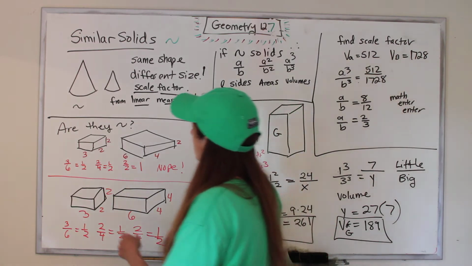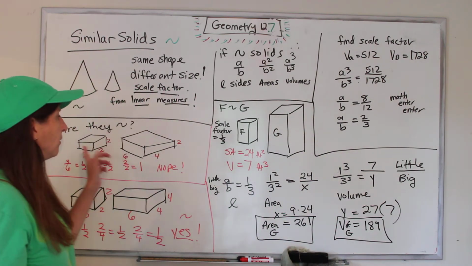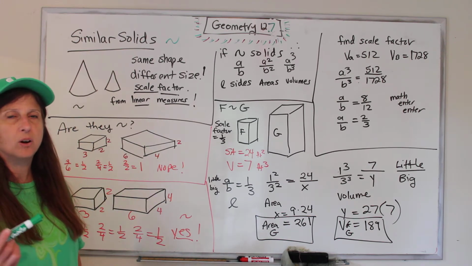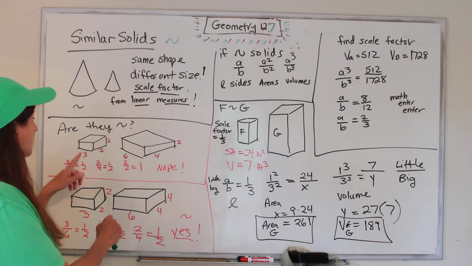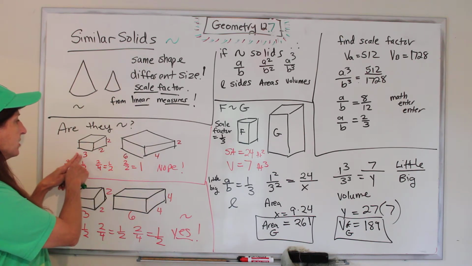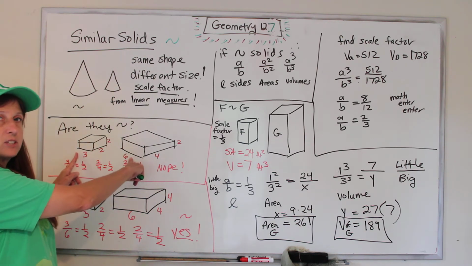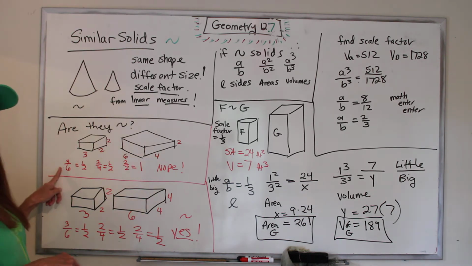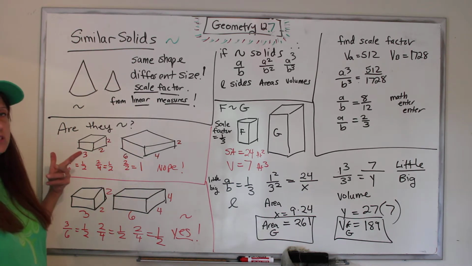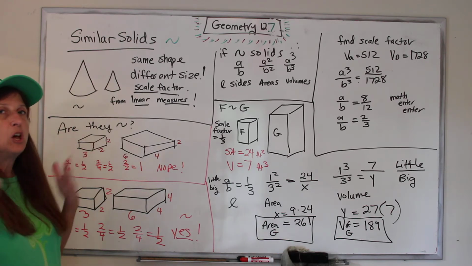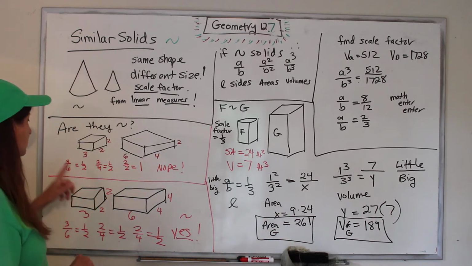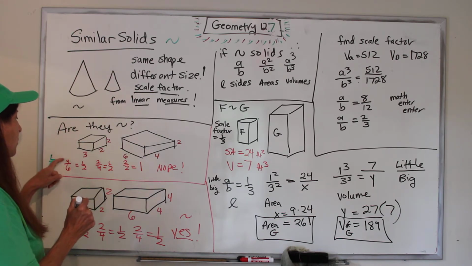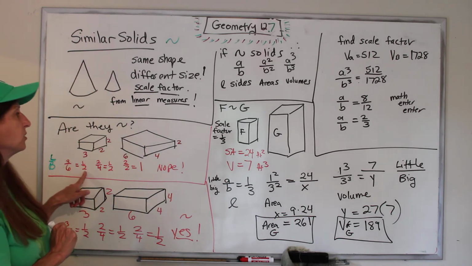Nope. So, we're going to compare the measurements and see if they give us all the same scale factor or fraction. So, the biggest side of this one is 3, and the biggest one of this one is 6. So, I compare them. I did 3 divided by 6. You can switch it. It doesn't matter which is on top or which is on bottom, but you always have to be consistent or you'll get it wrong. So I'm putting little on top, big on bottom. And so 3 divided by 6, if you reduce it, is 1/2.